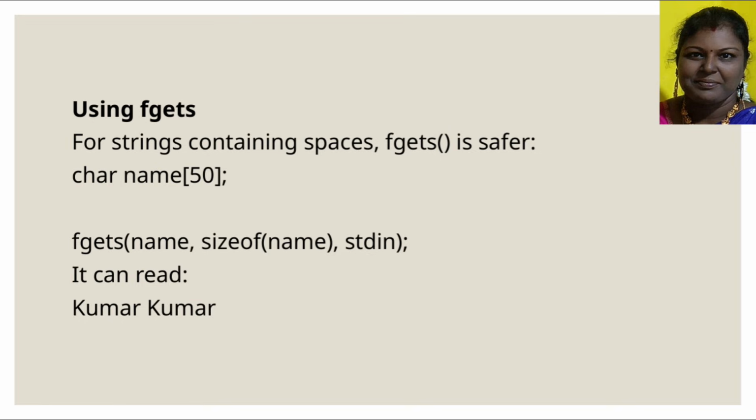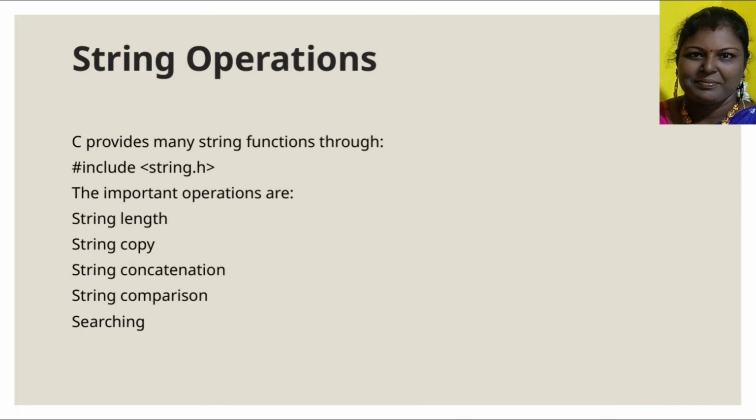In C, working with strings is made easier thanks to a set of built-in functions found in the string.h library. These functions cover the essentials: measuring string length, copying one string to another, joining strings together, comparing them, and searching within them. Together, they form the foundation for handling text in C programs, letting us manipulate strings efficiently without reinventing the wheel every time.